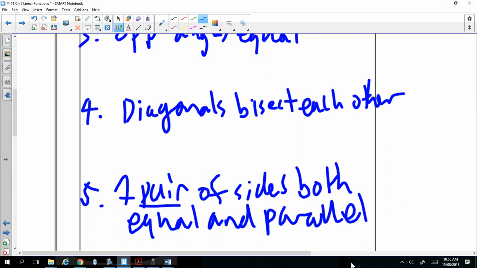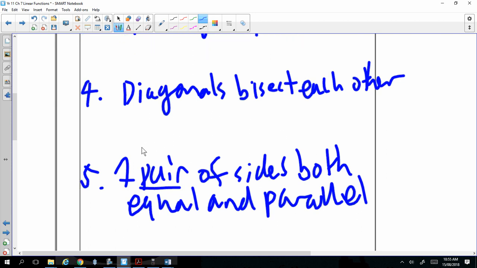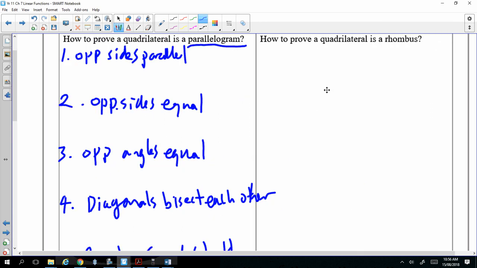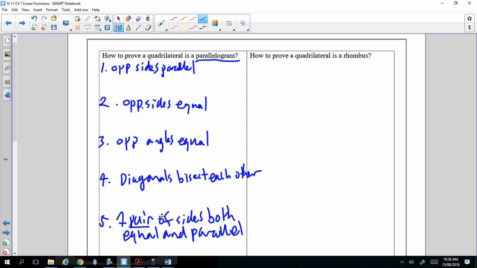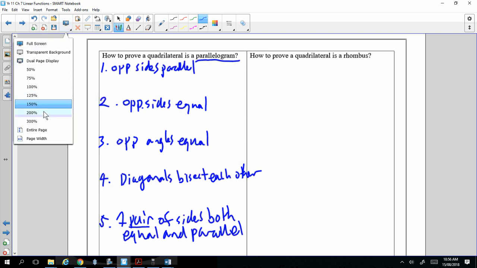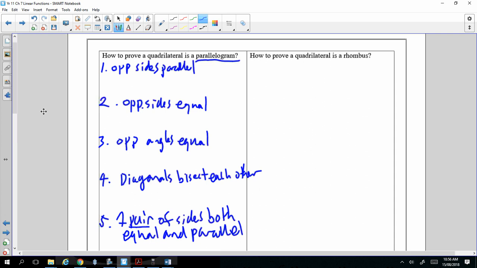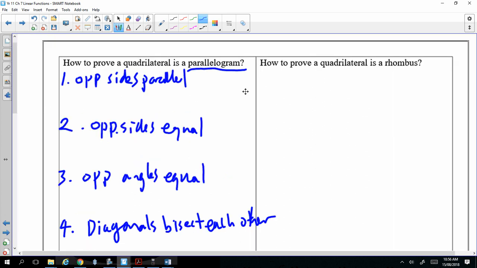Alright. Okay, let's go through. These are the 5 tests. Hopefully you still remember. If not, they are the 5 tests. Now, why do I leave space? How does it relate to this topic? How do I prove sides are parallel? What sort of things do we use? What's the parallel formula?